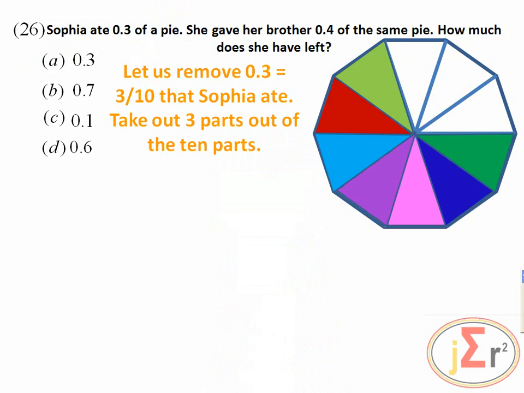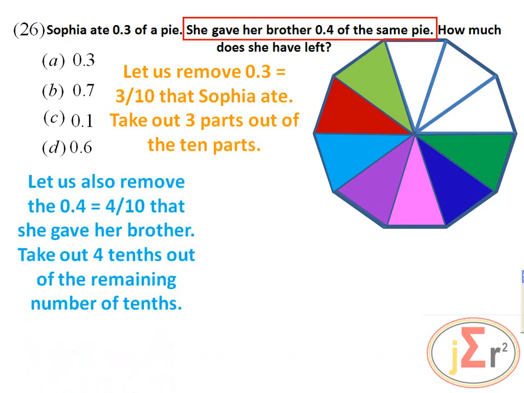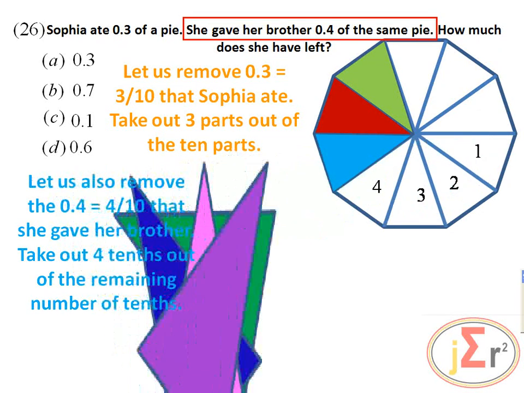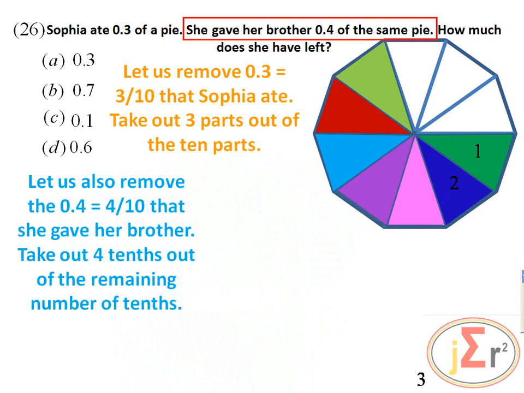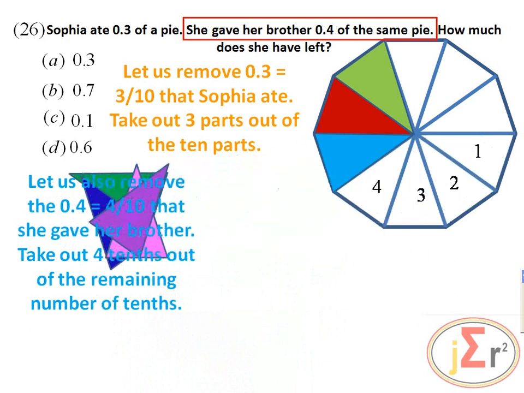She gave her brother Jerry 0.4. So what do we know? 0.4 will be 4/10, right? So let us also remove the 4/10 that she gave her brother. Take out 4/10 out of the remaining number of tenths. So take out 4, count them off and remove them. They are gone.